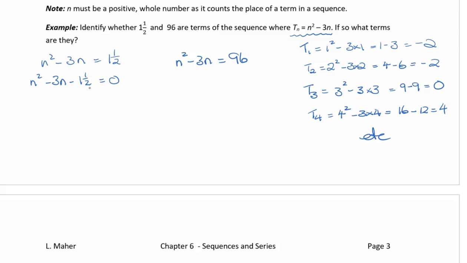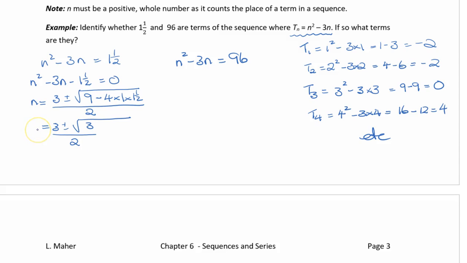So I think I'm going to use the quadratic formula in that n is equal to minus b, which is 3, plus or minus the square root of b squared minus 4 times 1.5, all over 2a. So it's 3 plus or minus the square root of 9 minus 6, well, that's just 3, all over 2. Now, really, I don't need to go any further.